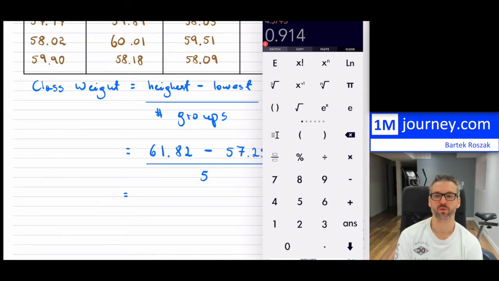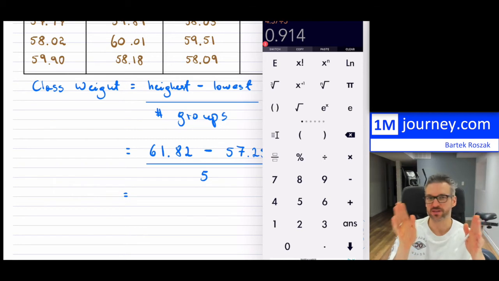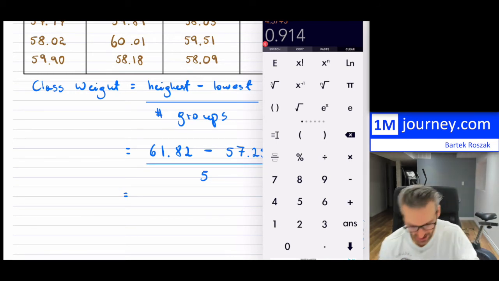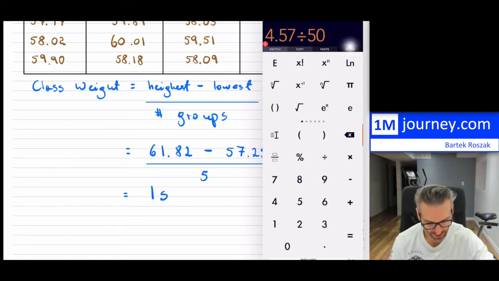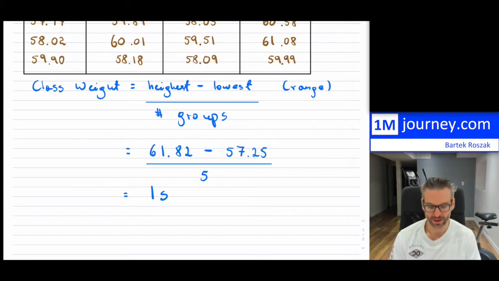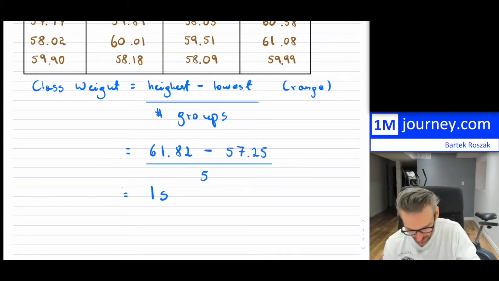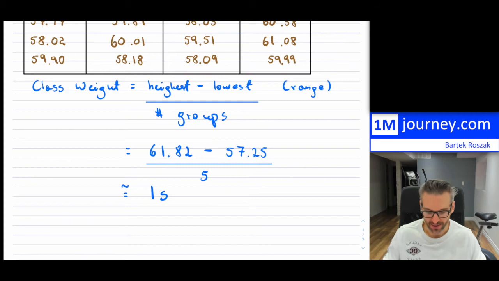Now, you don't want to have a class weight of 0.914. So we typically conveniently round to something. The class weights will typically be maybe between 0 and 5 or 0 and 10, something convenient for the data. So in this case, I'm not going to use 0.914. I'm going to say that my class weight is 1 second. I'm going to round it up there to 1 second, so it's approximately 1 second. Now, what does that mean?